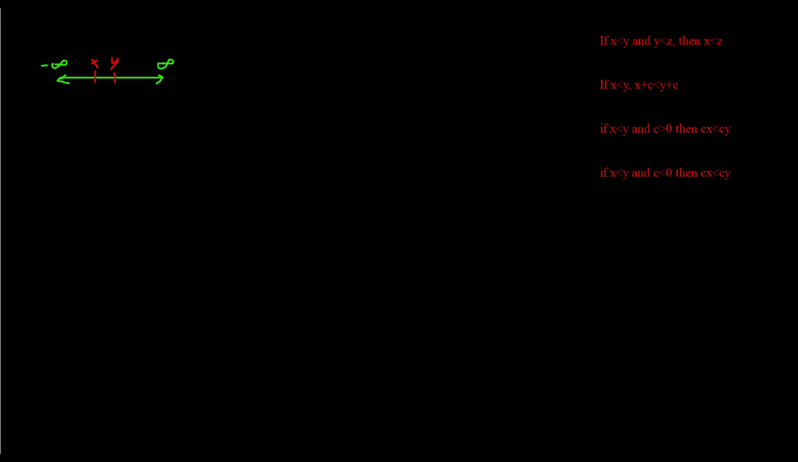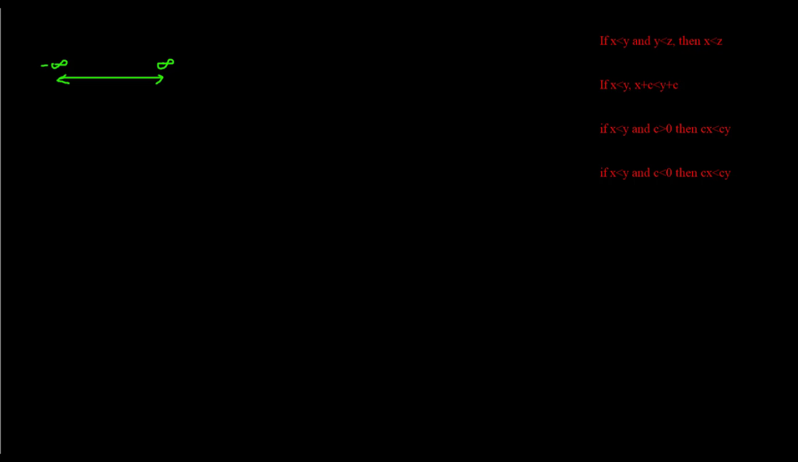And the second information given is that y is smaller than z, then y should be at the left side of z. So let's say it is here, z is here. And we can clearly see that x is at the left side of z, which means that x is smaller than z, which is the thing we were trying to prove. So it is correct.